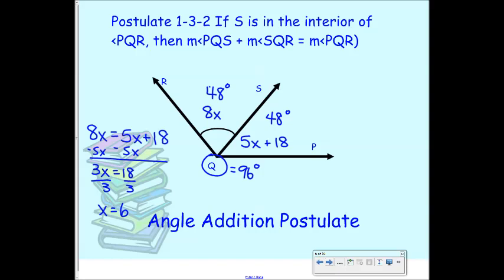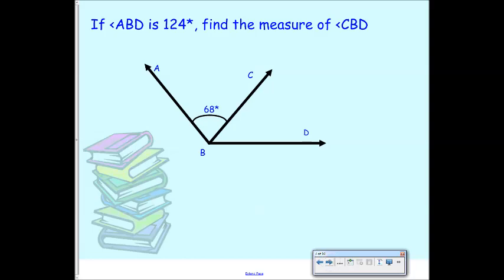If ABD is 124, find the measure of CBD. So if ABD is 124, do you have two parts, or do you have a part and a total? A part. So what are we going to do here? Subtract. So I'm going to do 124 minus 68, which is 56 degrees.